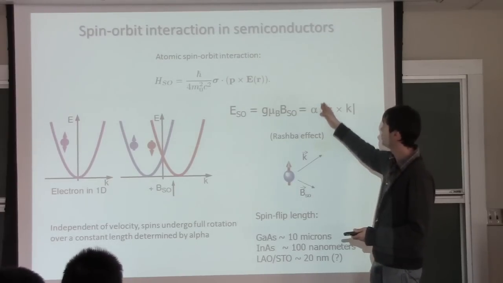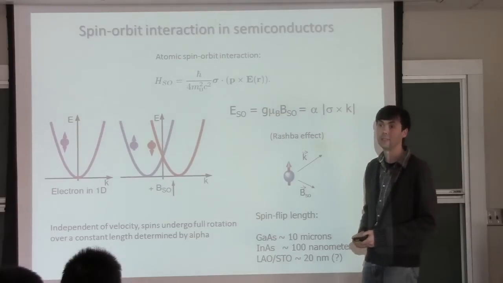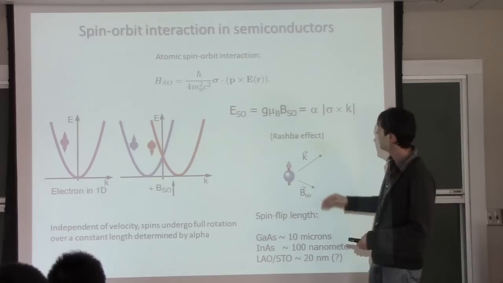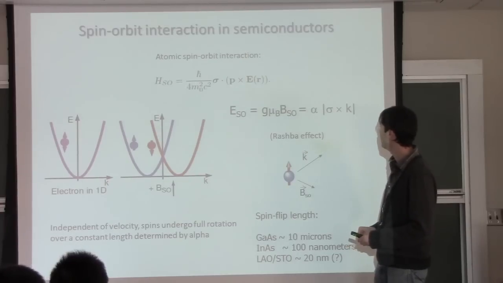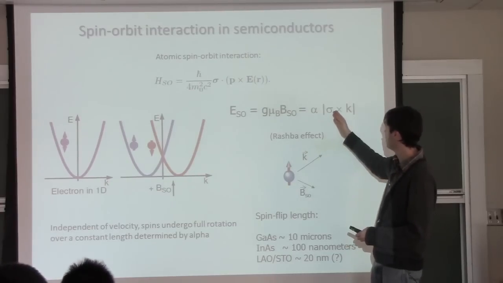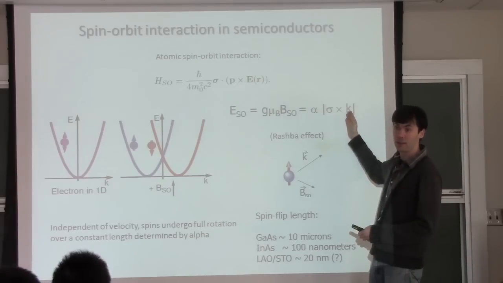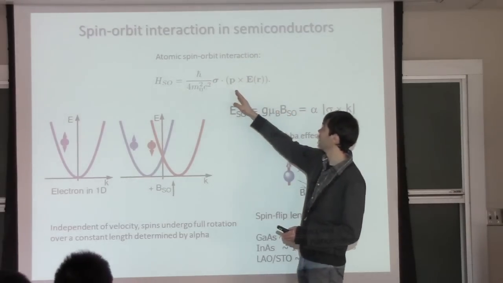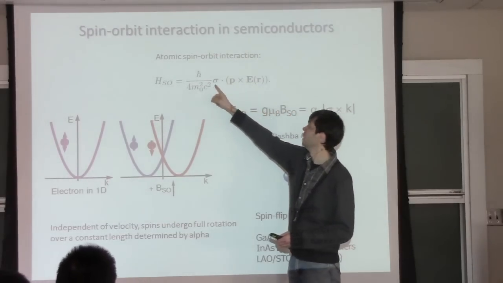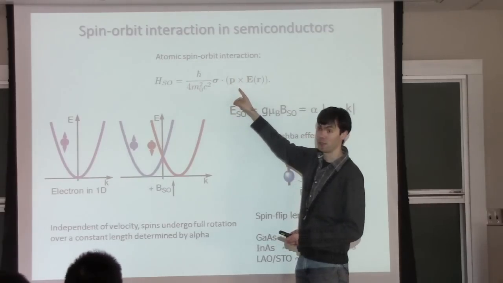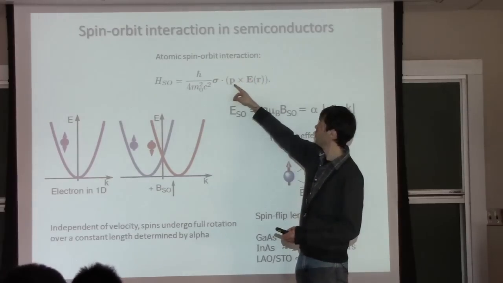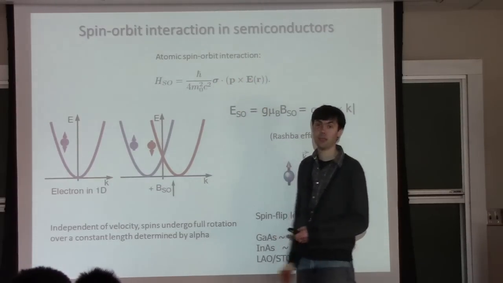It boils down to some constant, which is a material property. In this case, it's alpha, because I'm writing a formula for a Rashba effect. And then a vector product of spin and quasi-momentum, momentum inside the lattice. So you can see that here you also have a vector product of spin and momentum, because this will give you a vector perpendicular to both of these, and then you multiply it by spin.